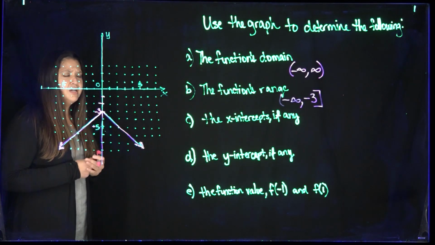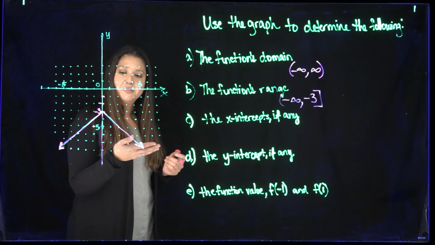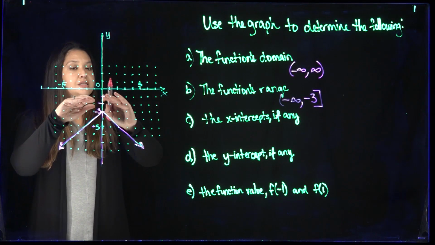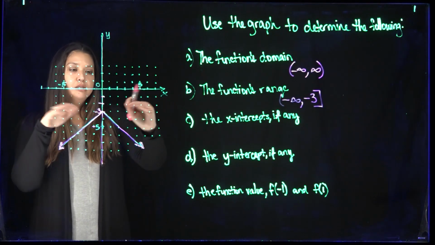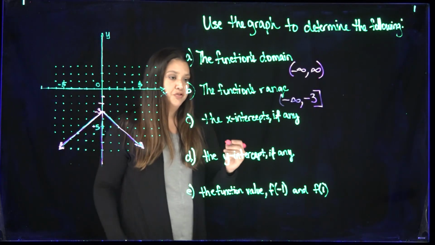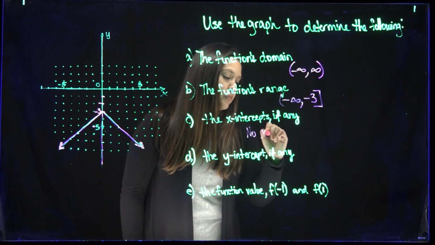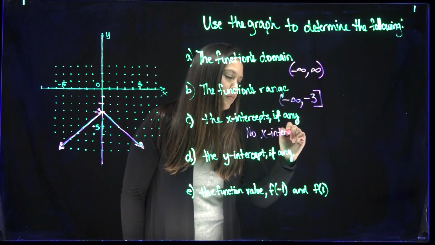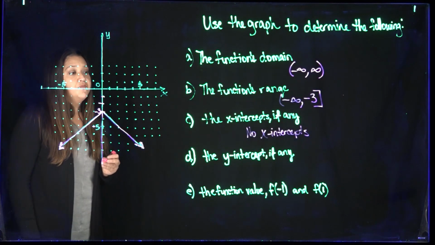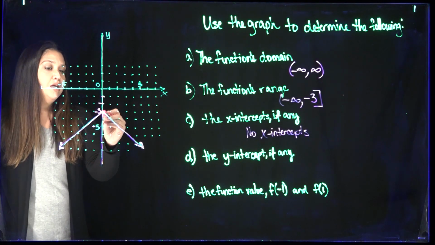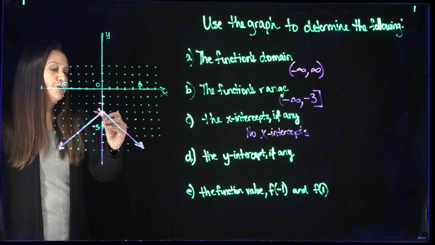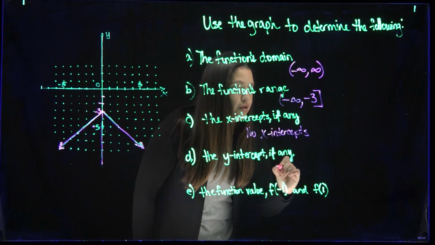because it actually touches -3. Now, the next one says to find the x-intercepts, if any. Notice here's your x-axis. It does not cross the x-axis at all, so therefore you do not have any x-intercepts. The y-intercept, if any. Obviously it crosses the y-axis at this point, so the y-intercept is going to be -3.